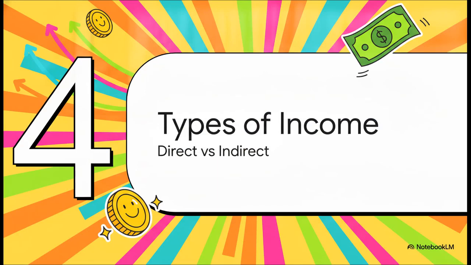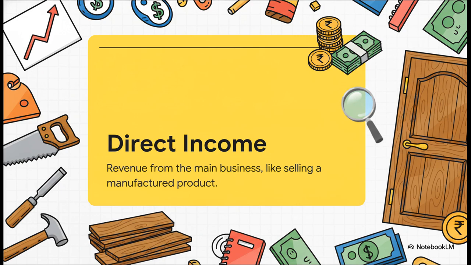All right, part 4, direct versus indirect income. First up is direct income. This is the revenue generated from your main hustle. It's literally the primary reason your business exists in the first place.